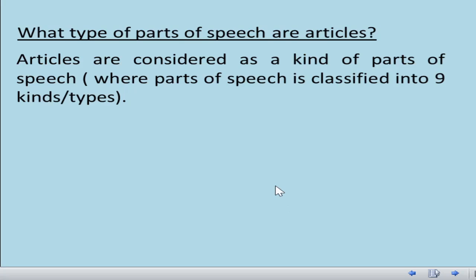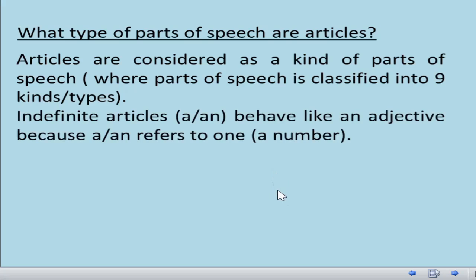But some grammarians say articles are adjectives. That is, in our traditional grammar, articles are called adjectives because articles take their place before a noun and modify the meaning of the noun. Let it be. So, indefinite articles a or an behave like an adjective because a or an refers to one. One means a number. So every number is an adjective.